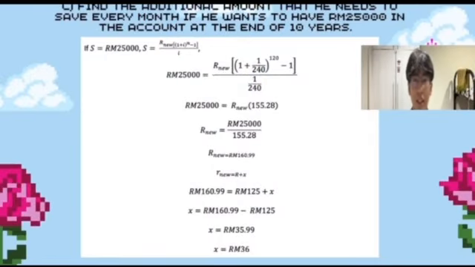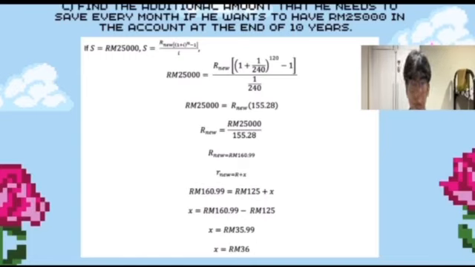To find the additional amount that he needs to save every month if he wants to have 25,000 ringgit in the account at the end of 10 years, the formula is S equals R new, outside bracket and inner bracket, 1 plus I, close inner bracket, to the power of N, minus 1, close outside bracket. For the lower fraction is I. If S is 25,000 ringgit, then 25,000 ringgit equals R new, open outside bracket, open inner bracket, 1 plus 1 over 240, close inner bracket, to the power of 120 minus 1, close outside bracket. For the lower fraction, 1 over 240.